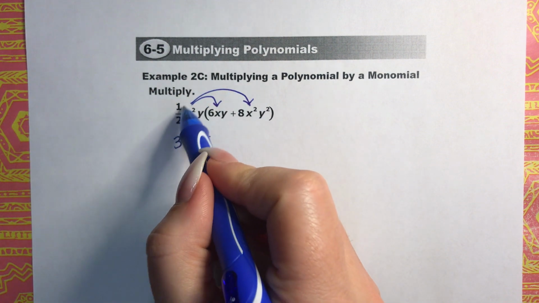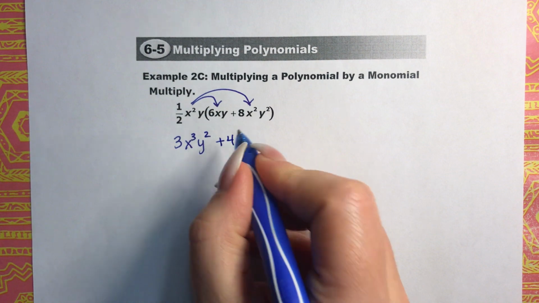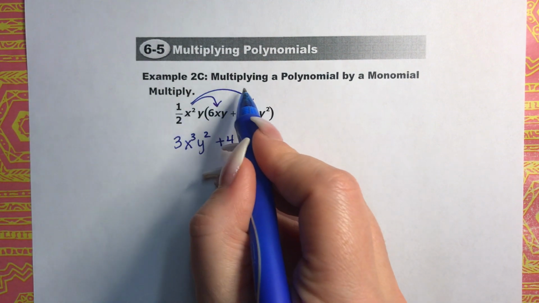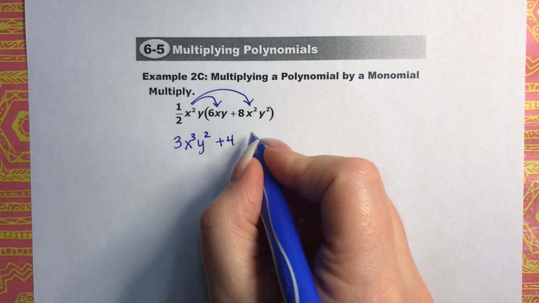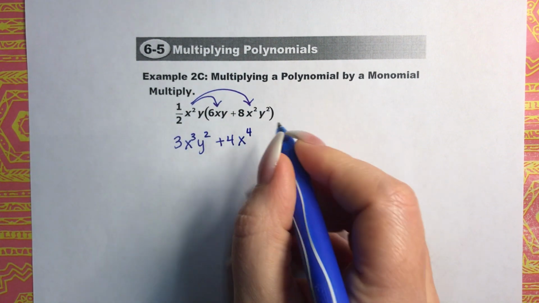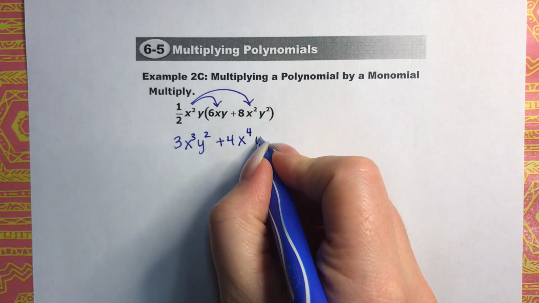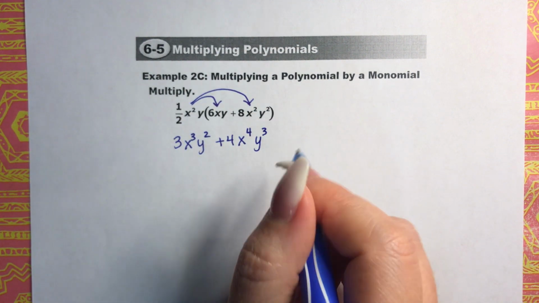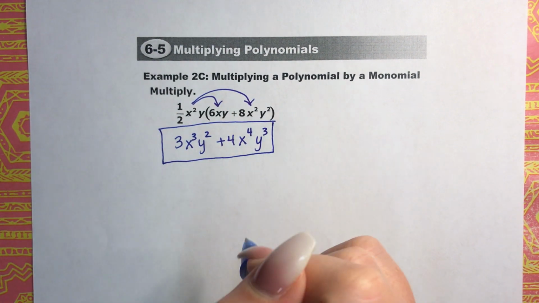So I'm going to go the numbers first, right? 1/2 times a positive 8 is going to be a positive 4. And then we have x squared times x squared, which is the product rule, right? You just add the exponents, so it's going to be x to the 4th power. And then we have y times y squared, which is going to be y cubed. All right? And that is it.